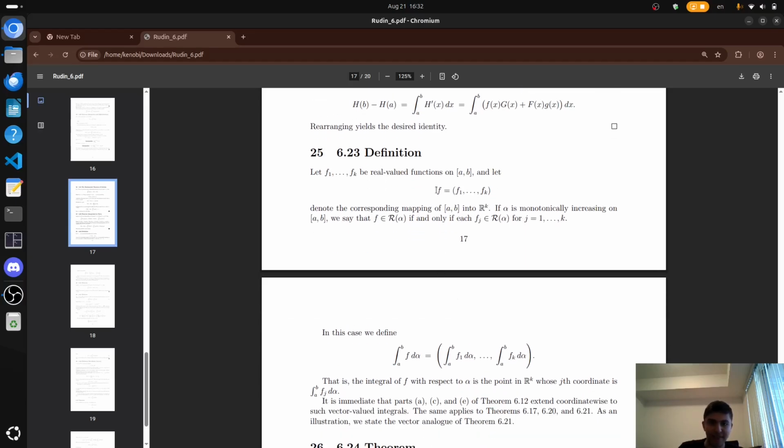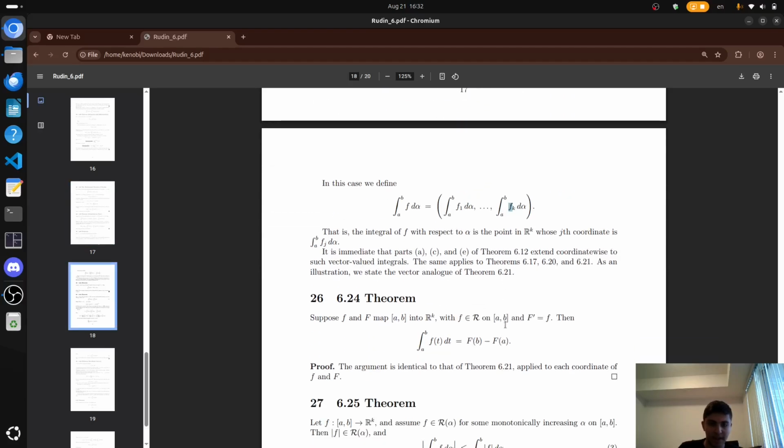And we can have integrals for vector valued functions, which is basically just integrating over each component. And it's identical when we say the fundamental theorem of calculus for vector valued functions, because you just apply the argument to each coordinate of f(x).